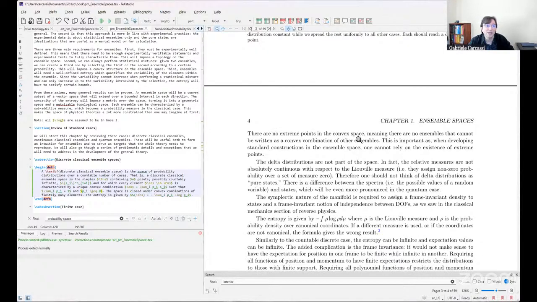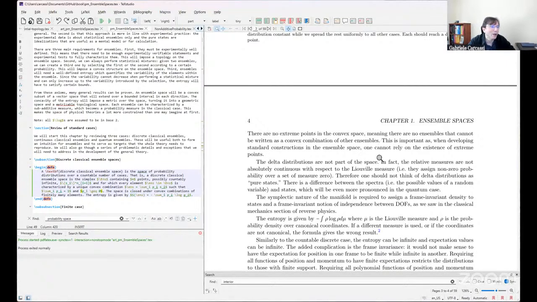There are no extreme points in the convex space, meaning that there are no ensembles that cannot be written as a convex combination of other ensembles. In the discrete case, you have, let's say, a triangle. The vertices of the triangle cannot be written as a convex combination because they are not between two points. The discrete spaces have this feature that they have extreme points. If we have distributions over a continuum, however tight a distribution is, you can always find some other smaller distribution contained inside. And so you can always say that this distribution is the sum of this distribution plus the rest. And so there are no extreme points.